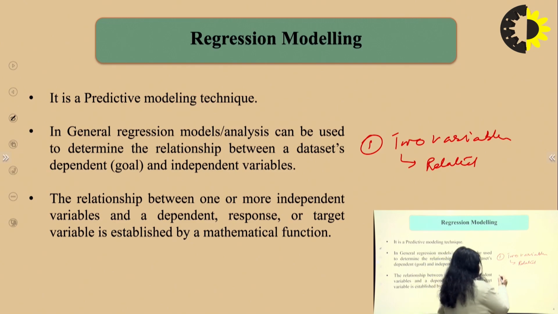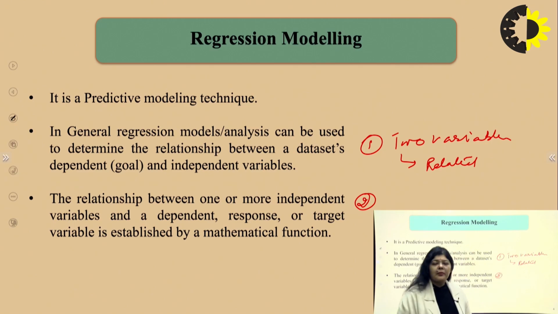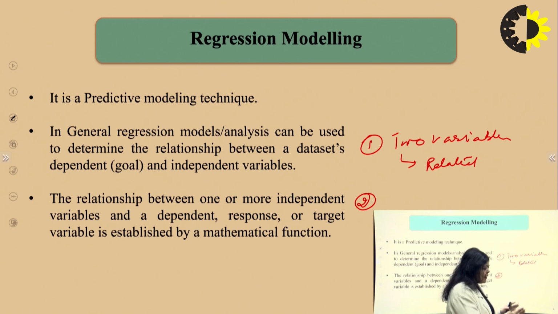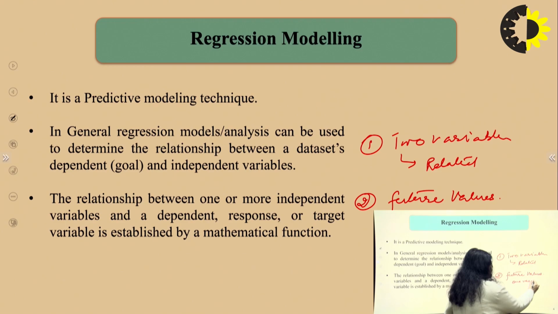The other aspect is to predict the future value of a variable which is dependent on another variable. For example, if I already know that one variable is dependent on the other variable, and now I want to predict, if one variable has a certain value, what will be the value of the other variable, that we can determine with the help of regression modeling. So we can also predict the future values of one variable from the other variable.